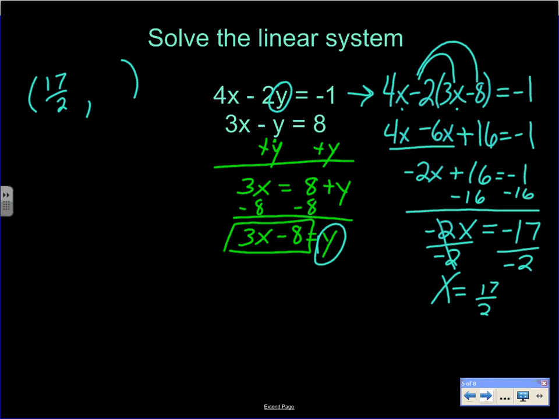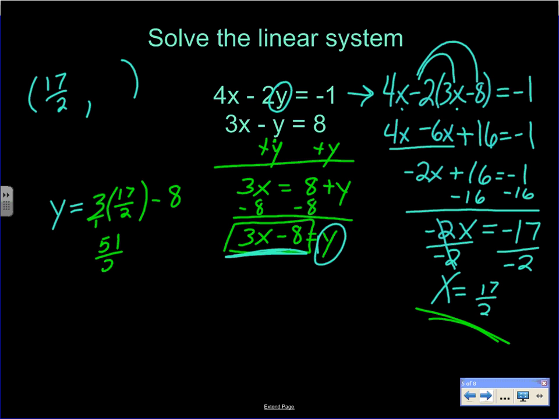All right, well, let's look here at this. Y is equal to 3x minus 8. Well, since y is equal to 3x minus 8, what's x equal to, though? 17 halves. So if we're trying to multiply 3/1 times 17/2, multiply the top numbers. What's 3 times 17? And the bottom numbers, 1 times 2. So we have 51 halves.